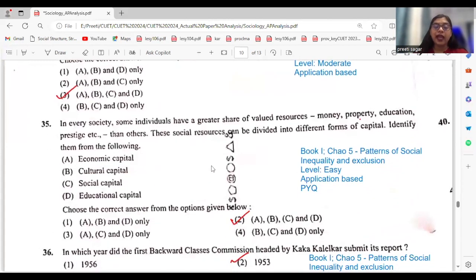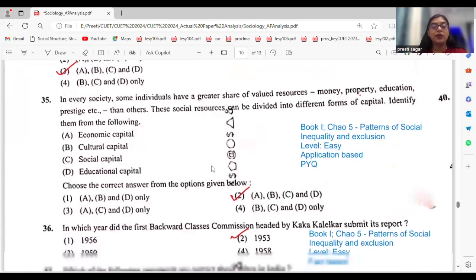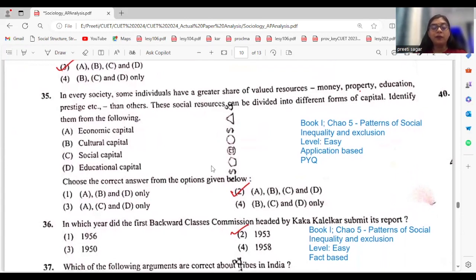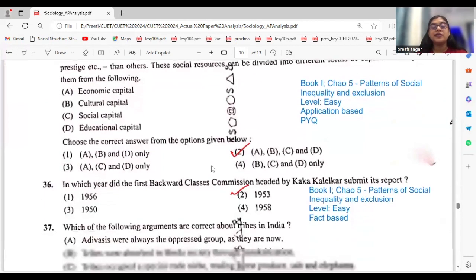Next is, in every society, some individuals have a greater share of valued resources, money, property, education, prestige, etc. than others. These social resources can be divided into different forms of capital. Identify them from the following. Basically, we have three types of capital: economic capital, cultural capital, and social capital. But we do not have any option like A, B, and C only. So here we have to consider all the statements. A, B, C, and D is the correct one, because educational capital comes under cultural capital only. So it is also part of the capital. So option 2 is the correct answer.